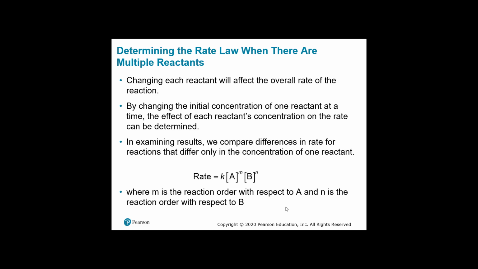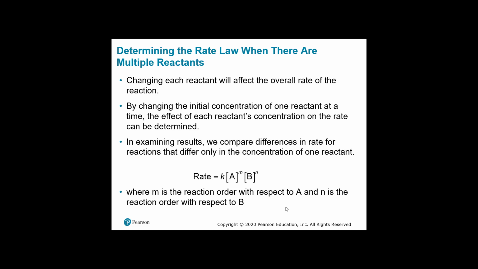Okay, so what happens if you have multiple reactants? Changing each reactant will affect the overall rate of the reaction. So by changing the initial concentration of one at a time, the effect of each reactant's concentration on the rate can be determined. We hold the other reactants constant, so we don't change their concentration, but we pick one and increase that concentration, and then we check the rates to see if there's any change, and if there is, what is that change, so we can determine what the order is.